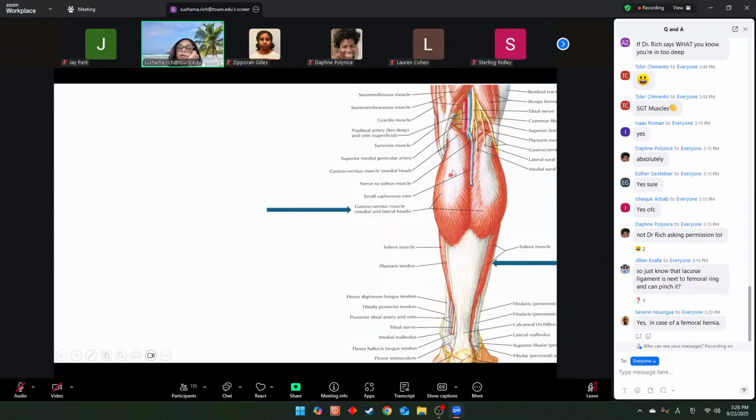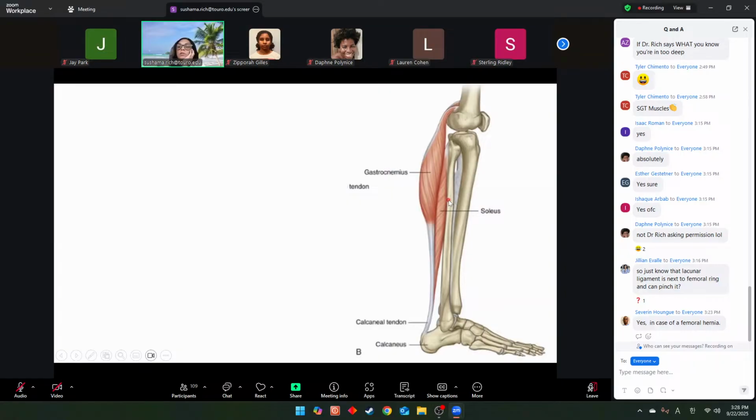What do you want to know about the gastrocs? Well, gastrocs are the only muscle in the posterior compartment that's crossing the knee joint, because it arises on the posterior aspect of the condyles of the femur. So big muscle. And these guys are so important in pushing the blood back. Thousands of perforating veins go through these gastrocs and soleus muscles.